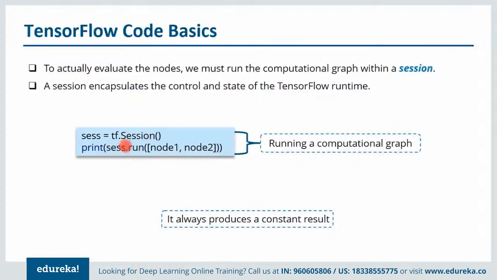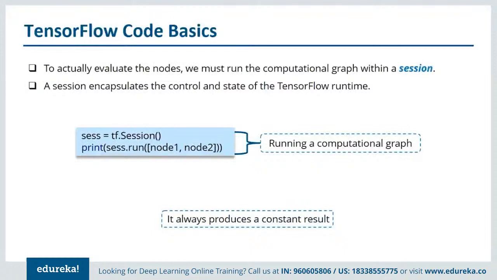Now, the code that is there in front of your screen will create a session object, and then it invokes its run method to run enough of the computational graph in order to evaluate node1 and node2. And how does it do that? By running the computational graph in a session. So now let me show it to you practically how it happens.